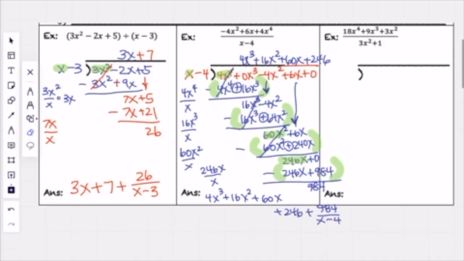All right, in our last example, I noticed that my divisor has a 3x squared and a 1, but no x term. So I'm going to put an x term in there. I'm going to say my divisor is 3x squared plus 0x plus 1. My dividend has a 4th degree, a 3rd degree, a 2nd degree, so I'll put those in here. But there's no linear term or constant, so I'm going to add those in there.